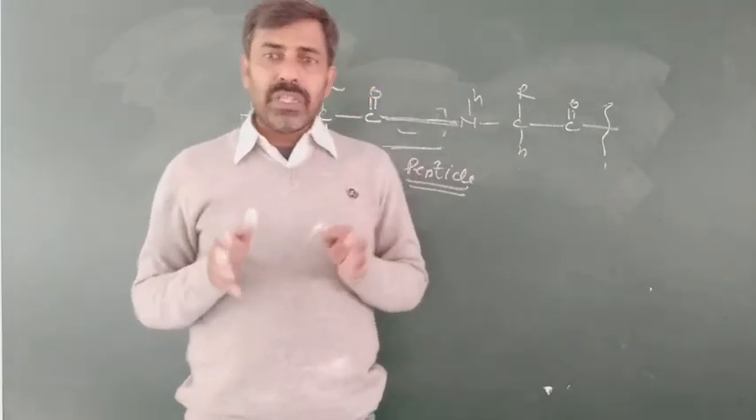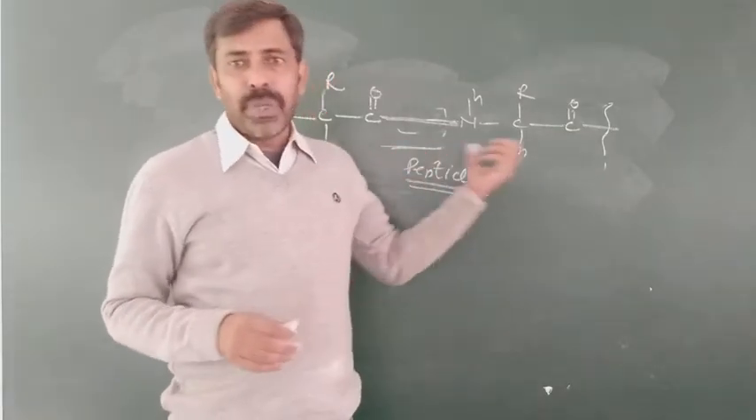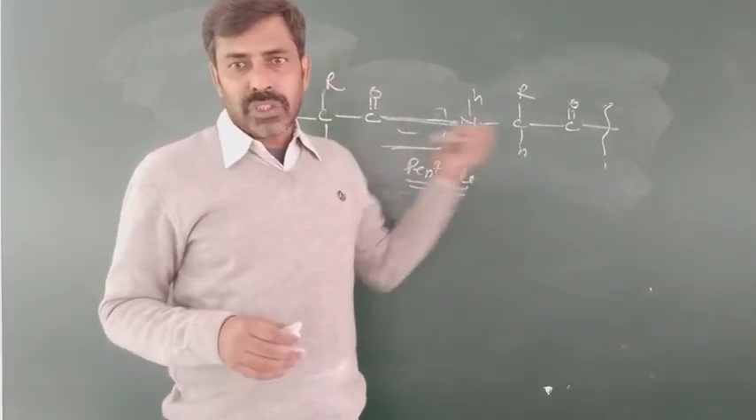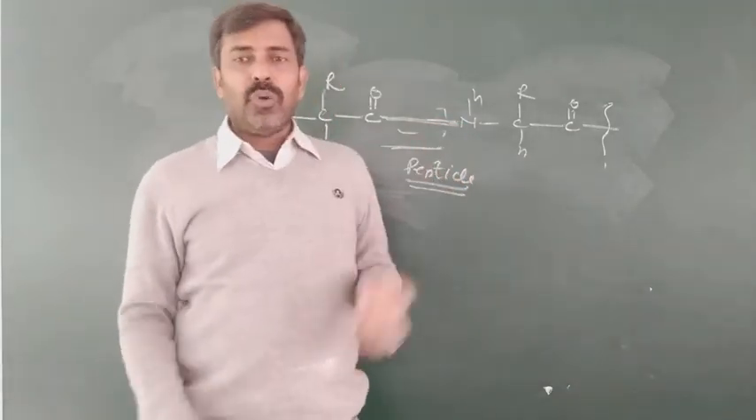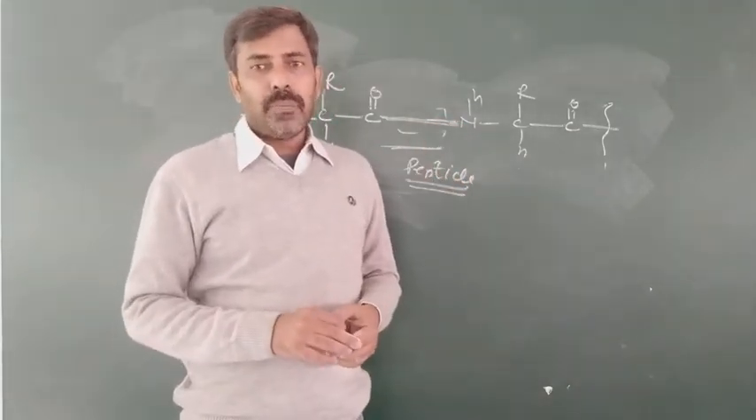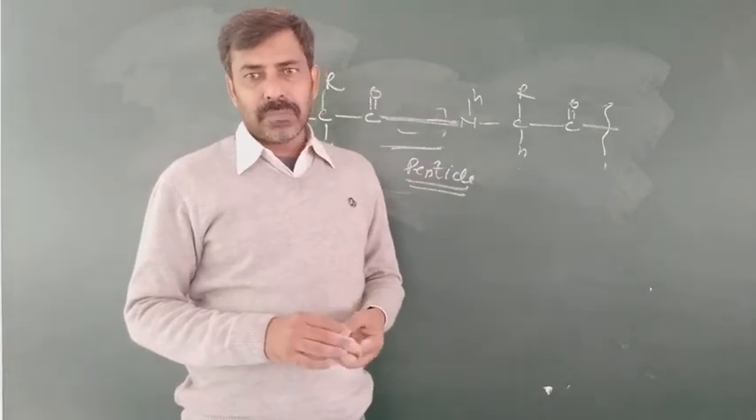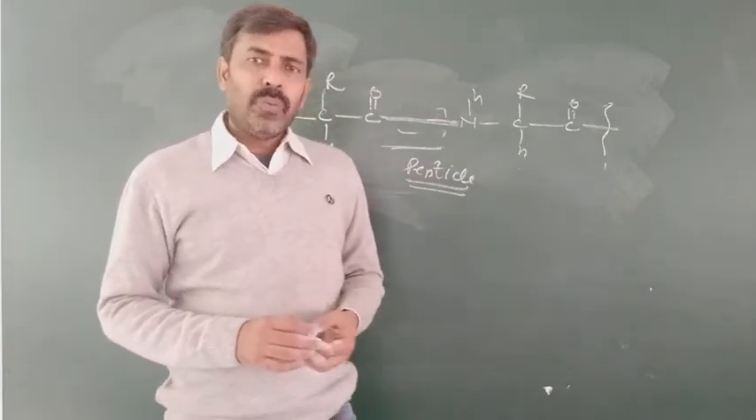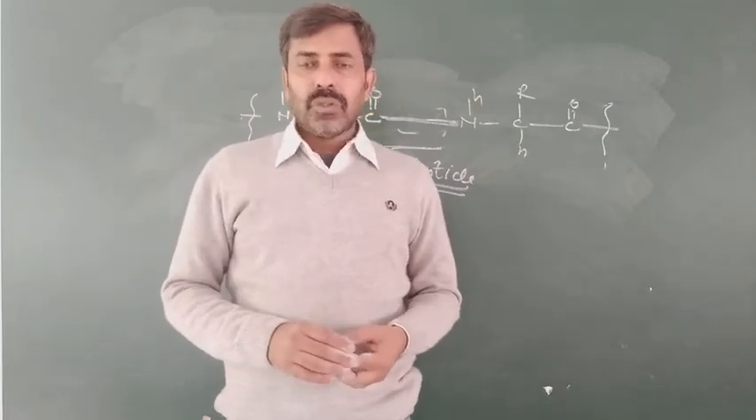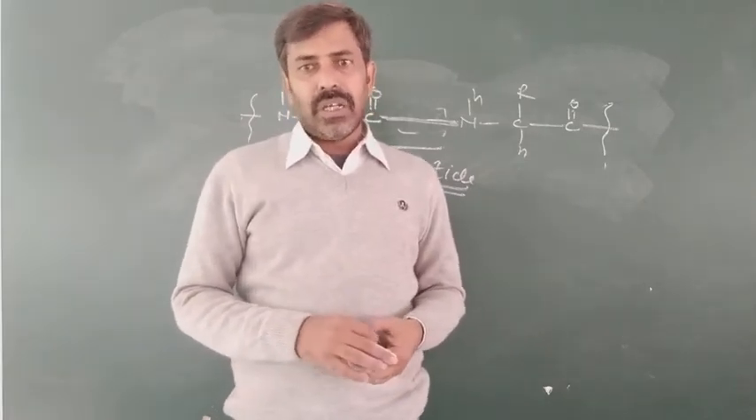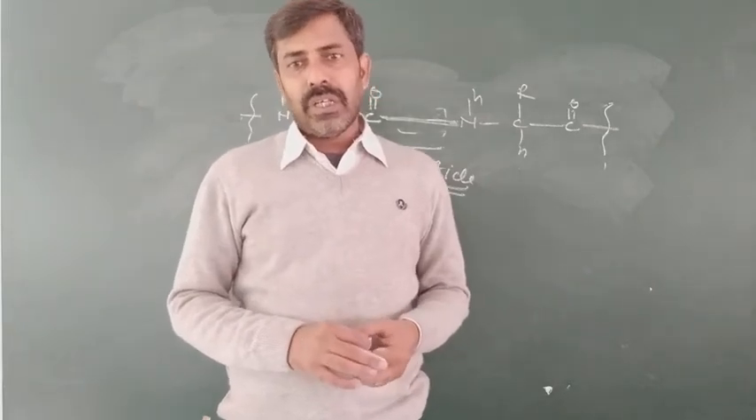These proteins are made by a big number of such combinations, that is, amino acid combinations made by the peptide linkage. So proteins are also called polypeptides. Now we will see what the structure of the protein is and what the types of protein are, and how these structures take place.